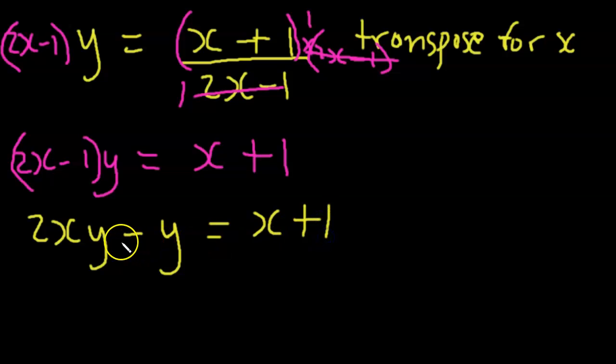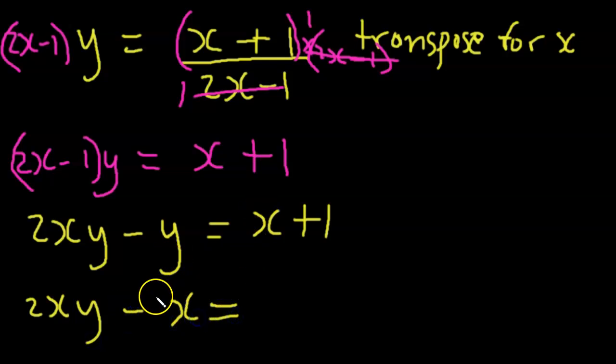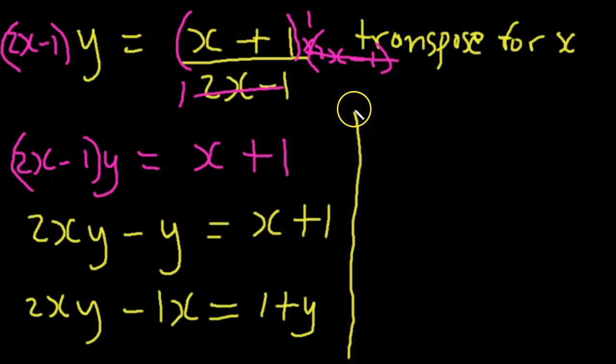Now notice we have x in two different terms. So therefore we need to group the x terms. So we have 2xy here group with this minus x. And by the way, don't forget that minus x is minus 1x, just because x is 1x. Group the minus y with the 1, so it's 1 plus y, or y plus 1. Order is not important because you're adding.